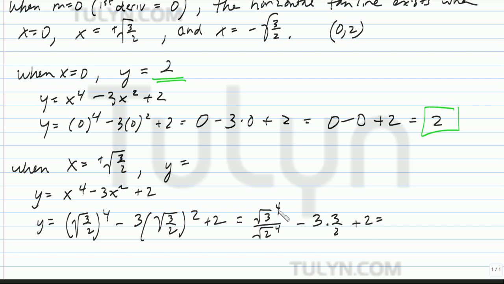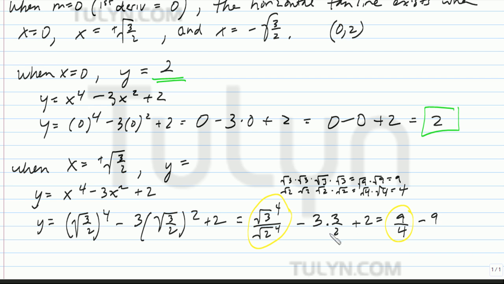So radical 3 to the fourth power is going to be radical 3 times radical 3 times radical 3 times radical 3, which is radical 9 times radical 9, which equals 9. It'll be 9 over radical 2 times radical 2 times radical 2 times radical 2, which is radical 4 times radical 4, equals 4. So 9 over 4, right? And that's this one. Minus 3 times 3 is 9, and then this is over 1. So 1 times 2, denominator times denominator, is 2, plus 2.